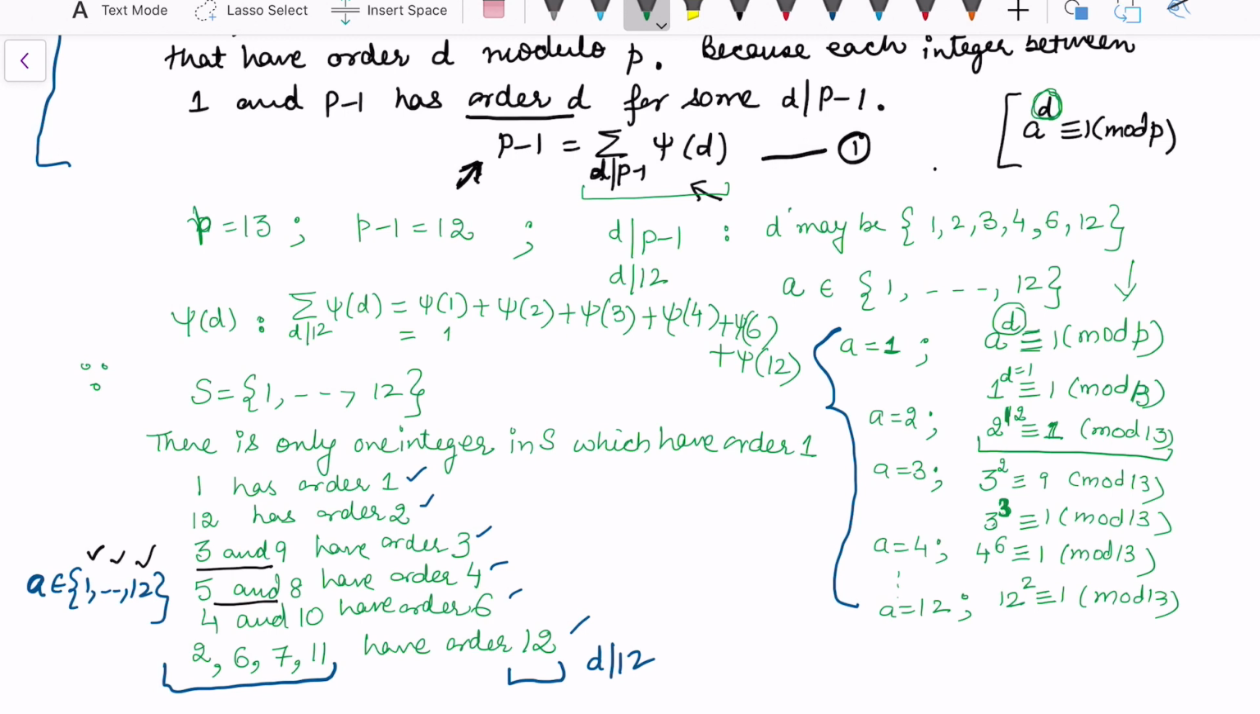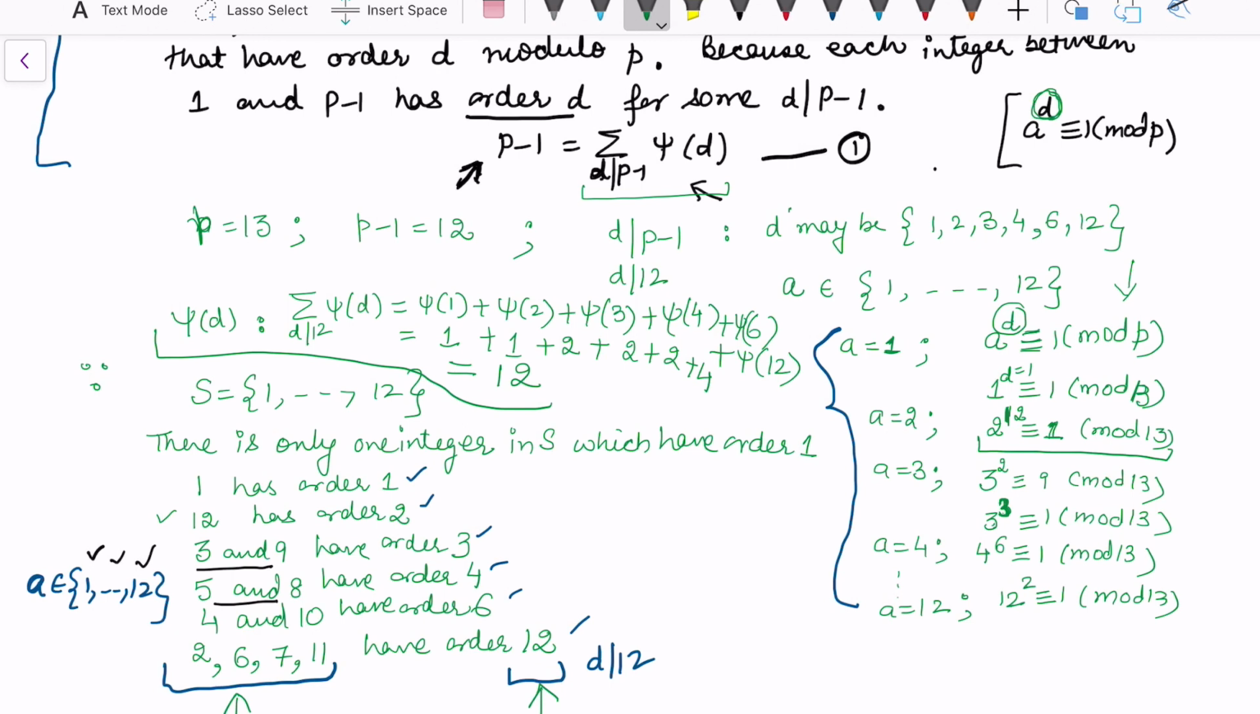Order 1 has one number, order 2 has one number, that is 12. Order 3 has two numbers, 3 and 9. Order 4 has two numbers, order 6 has two numbers, and order 12 has 4 numbers. When I sum this quantity, I will get back to 12. So this is the same count, but rather than counting in this form, we are counting according to their order.